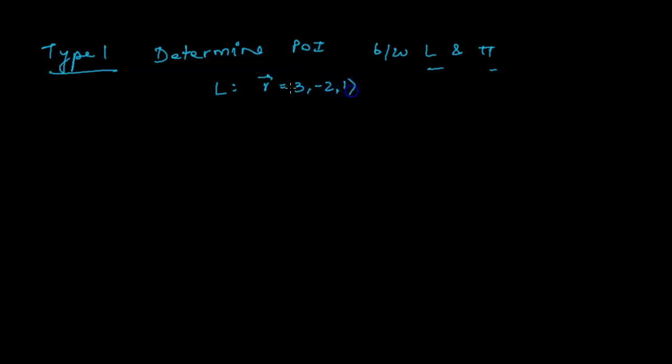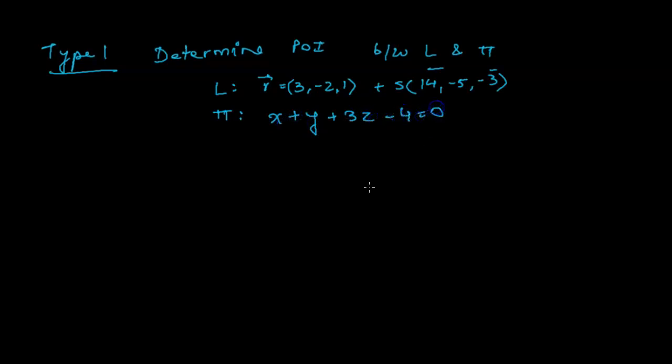So the first type of question is to determine the point of intersection between a line and a plane when we are given the equations. For the line, the equation is given in vector form: the vector equation r equal to (3, -2, 1) plus s times the direction vector (14, -5, -3). The plane equation is given to us in Cartesian form, and that is x + y + 3z - 4 = 0.